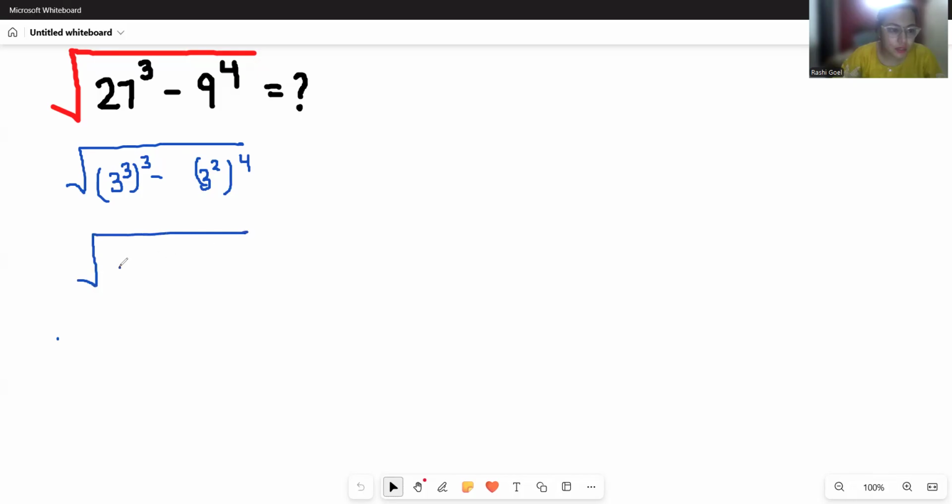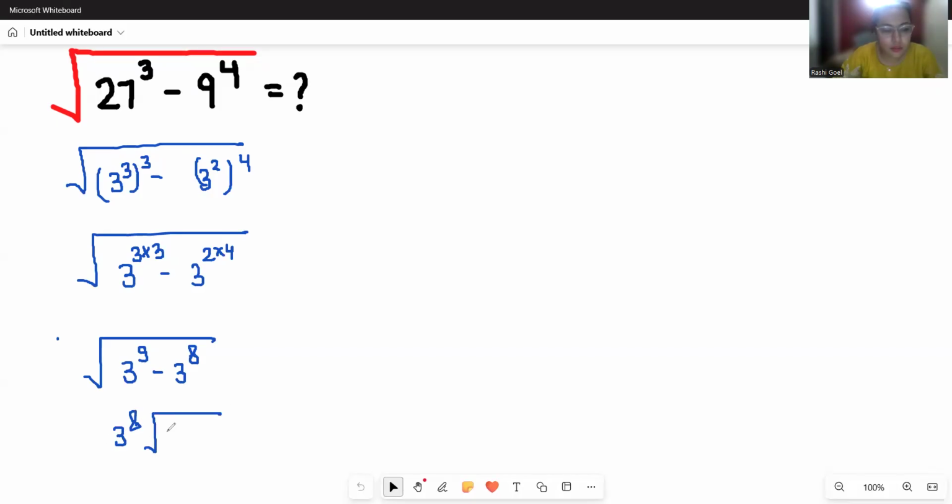So this becomes 3 power 3 times 3 minus 3 power 2 times 4. So here this becomes 3 power 9 minus 3 power 8. So if I take 3 power 8 as common, so what is left? 3 power 1 minus 1.